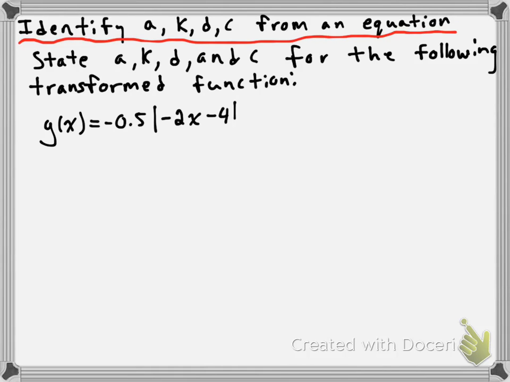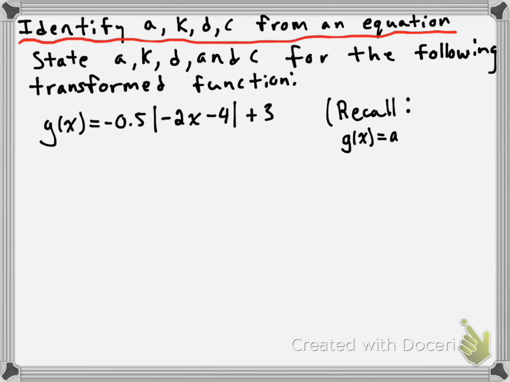g of x is equal to negative 0.5 times the absolute value of negative 2x minus 4 plus 3. Okay, so upon first look, this looks like it'd be pretty easy, right? You'd probably say, okay, let's see, this is our a value, this is our k value, this is our d value, and this over here is our c value. Well, you wouldn't be completely right, all right? There's some stuff that we got to do first. So let me show you why this is not completely right.